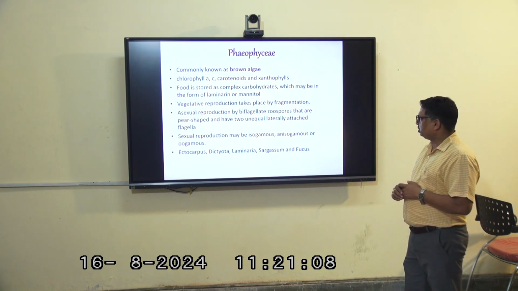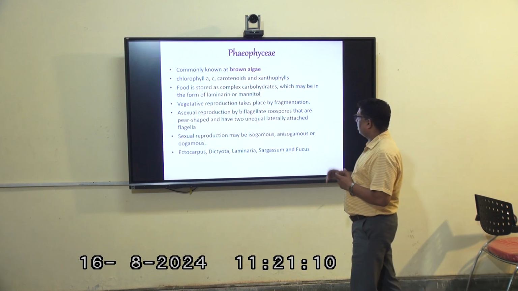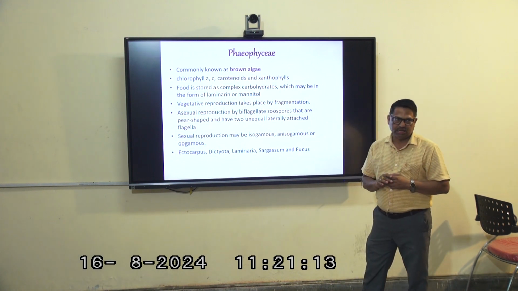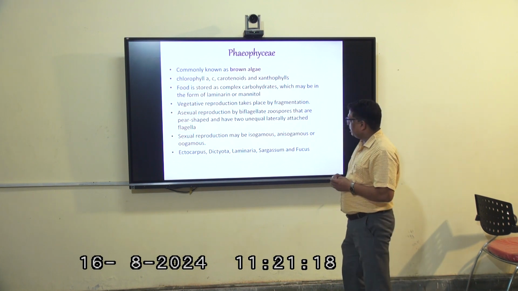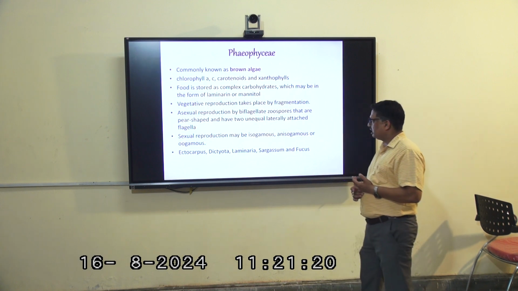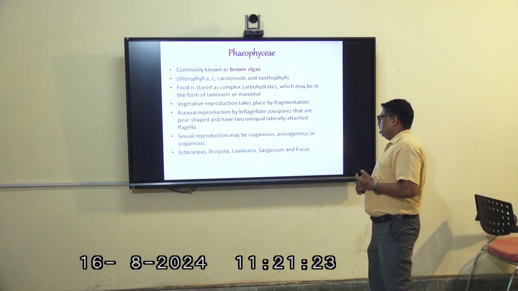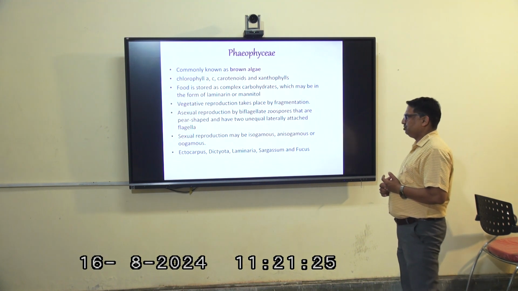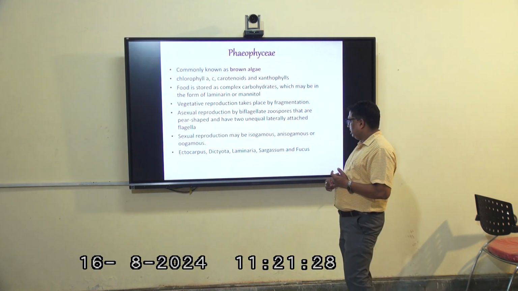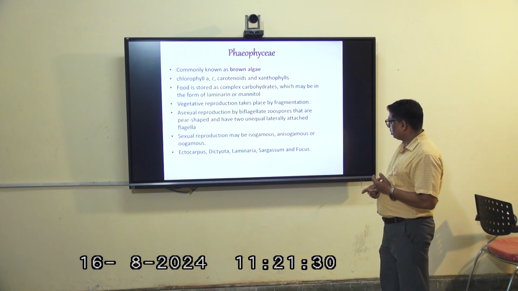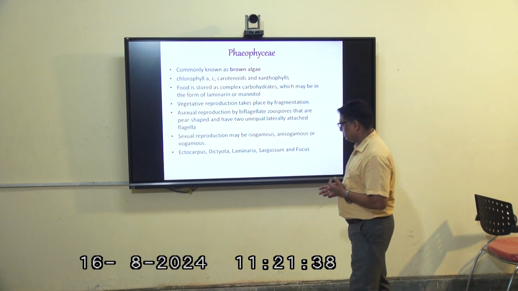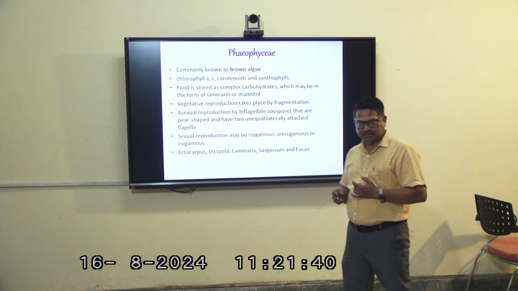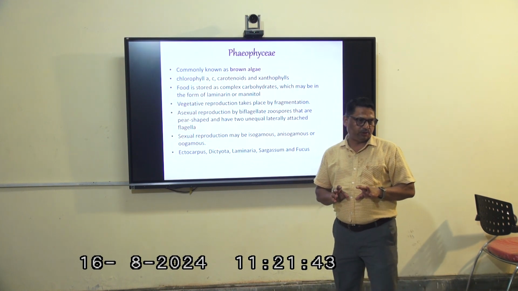Vegetative reproduction takes place commonly by fragmentation, as occurs in the Chlorophyceae. Asexual reproduction is by biflagellate zoospores that are pear-shaped and have two unequal, laterally attached flagella. Sexual reproduction, likewise, can be isogamous, anisogamous or oogamous. Ectocarpus, Dictyota, Laminaria, Sargassum and Fucus are the common examples of such plants.